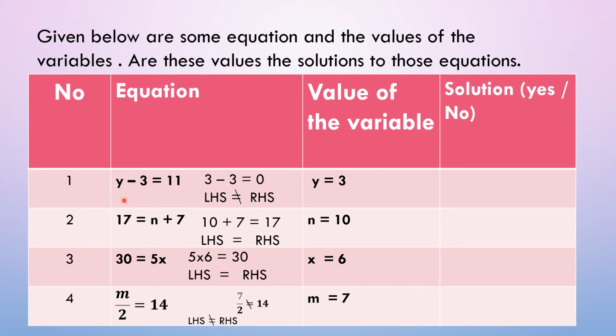So 3 minus 3. So see here, LHS. So 3 minus 3 is what? 0, which is not equal to RHS. So LHS is not equal to RHS. So y is equal to 3 is not a right solution. So no.